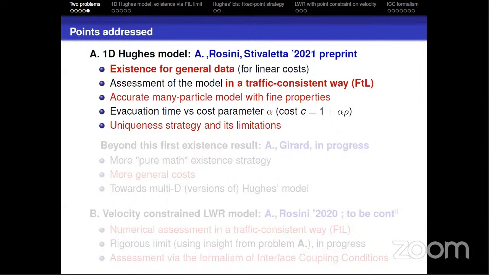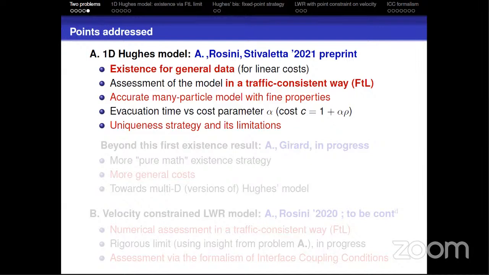Then we did it in a traffic-consistent way by giving an FTL algorithm, and actually this is an accurate FTL algorithm with some fine properties that really make it a discrete Hughes model. It's not an approximation of the continuous one. You can rather see it as a discrete Hughes model which converges to the continuous one. Then I will discuss a little bit evacuation time versus cost parameter, because this is a question that interests people in the engineering community.